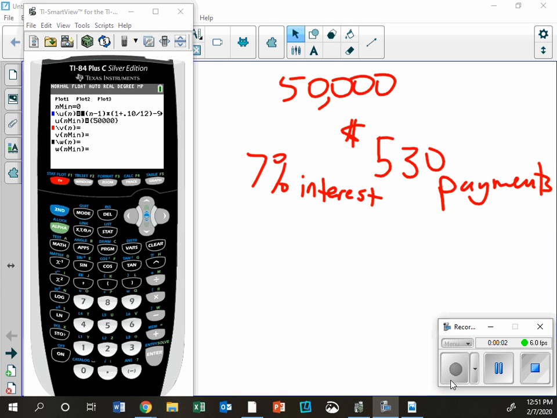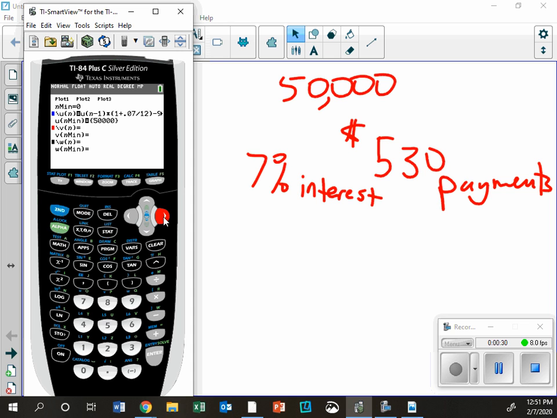Okay, to start the hour here, if I put in this equation with a $50,000 loan, $530 payments, and 7% interest, I'm going to go to the first place I need to change. Right now, what interest rate have I got in there? Can you read that? I got 10%, so I'm going to put a 0.7 here to hold the place with that 0. That's 7% interest.